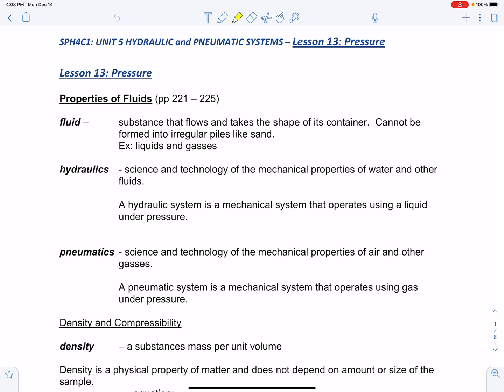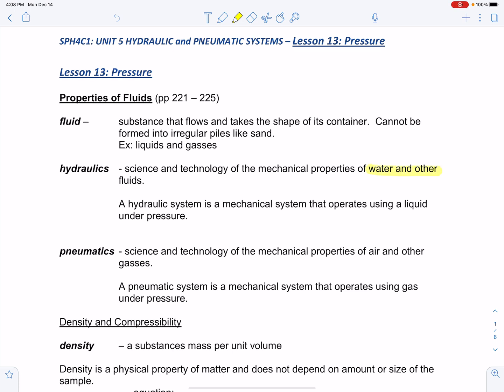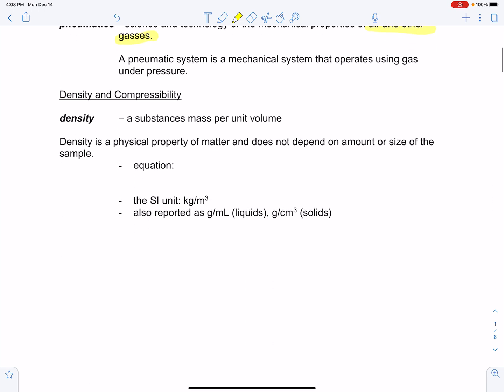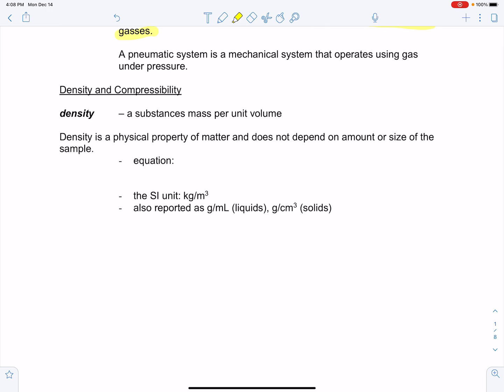So let's distinguish between the two. Hydraulics deal with systems that use water and fluids under pressure, and pneumatics deal with air and other gases under pressure. In order to study these, we must understand the physical property of density and compressibility. Density is defined as a substance's mass per unit volume. Density is a physical property of matter and does not depend on the amount or size of the sample.